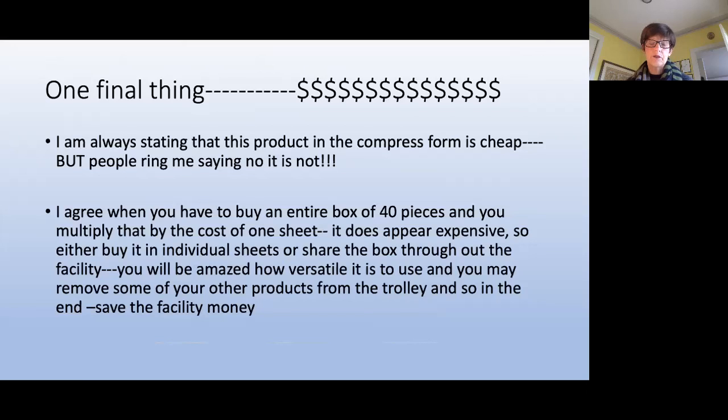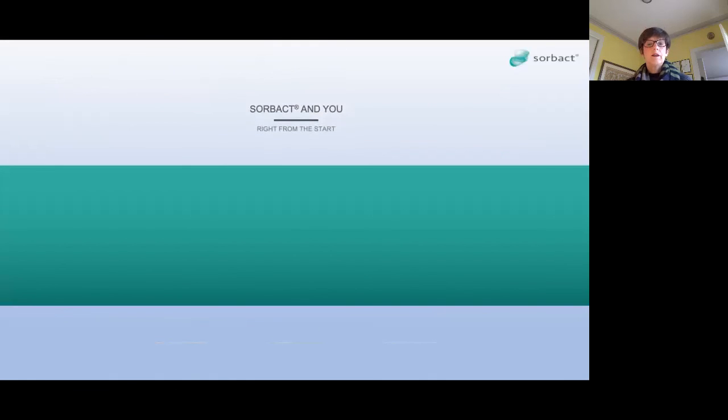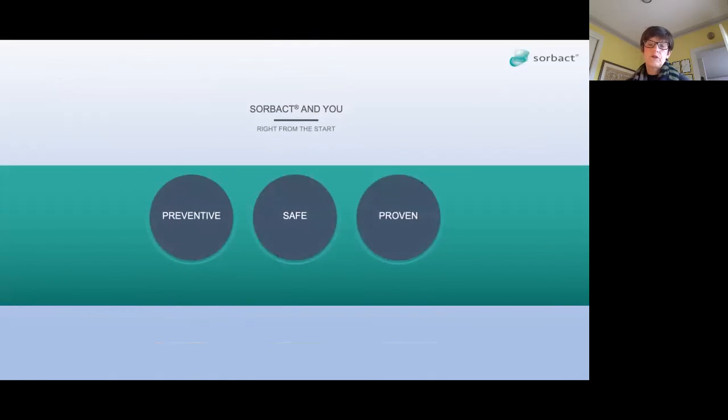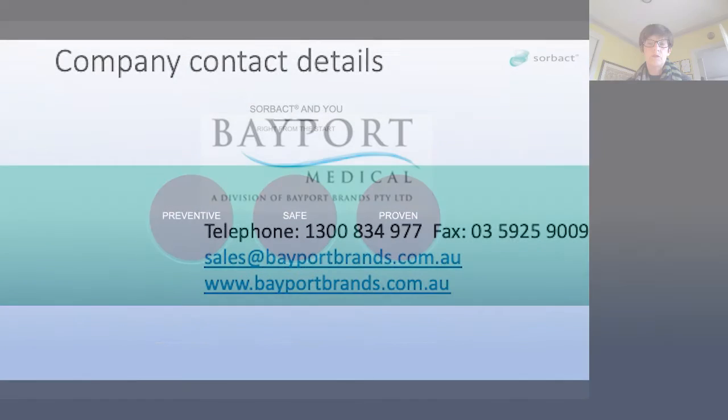And the other thing is that what you might find is you're able to reduce some of the other things that you have in your trolley and thereby save money. Right from the start, you can use Sorbact from the beginning of injury to healing. It's a preventative, safe, proven method of assisting in wound management and wound healing.